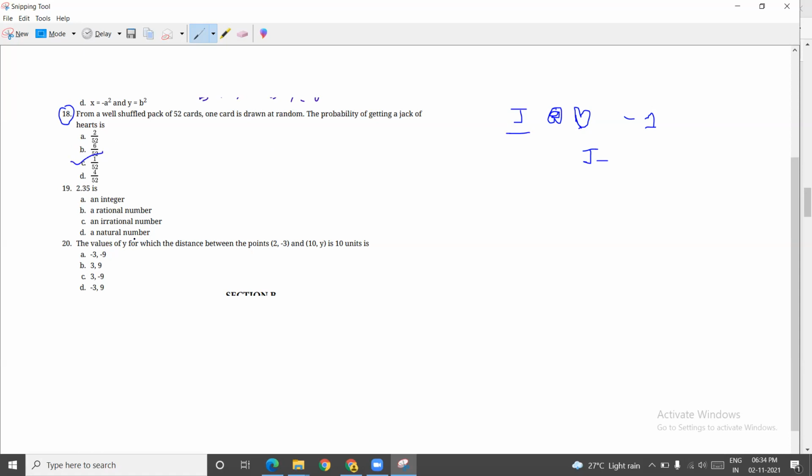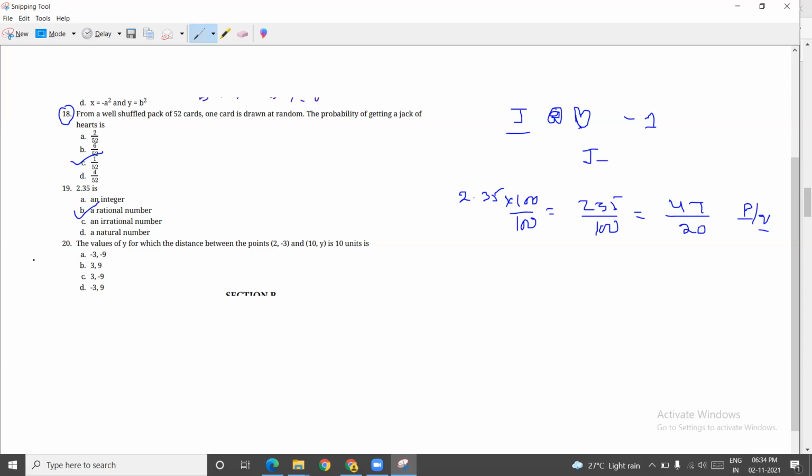2.35: how to say whether it is rational or irrational? If you are able to write it in p by q form, 2.35 can be written in p by q form. 2.35 into 100 by 100 will be 235 by 100. In the fifth table, 5 times 47 by 20. So it can be written in the form p by q, where p and q are integers. So it's a rational number.